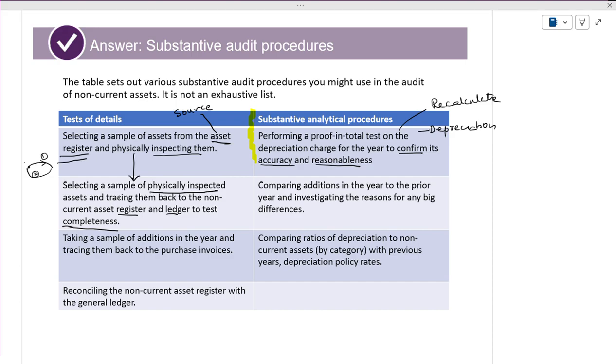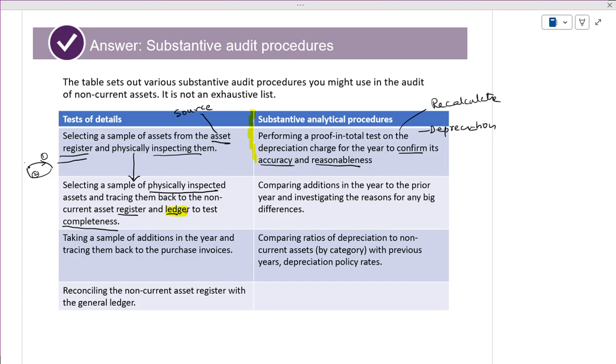I have taken the register and I will go and inspect that. Then there, you have to cross check whether, for opening balances and closing balances, completeness is there or not. Completeness means again we have to go back. Select a sample of physically inspected assets. Whatever assets we have physically inspected, we have to trace them back to the register, and not only the register, we have to trace back to the ledger account also.